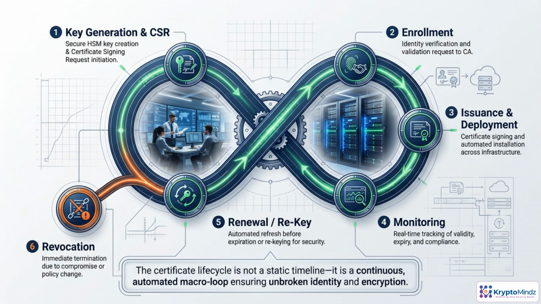Treat certificate management as a continuous loop, not a one-time task. You start by generating keys, ideally inside an HSM, and creating a CSR. An enrollment step then verifies identity before the CA issues the certificate, and it's deployed, often automatically, to servers or devices. From there, monitoring takes over, tracking expiry, configuration drift, and policy compliance. Before certificates expire, they're renewed or rekeyed. And if anything is compromised or no longer authorized, revocation immediately removes trust.